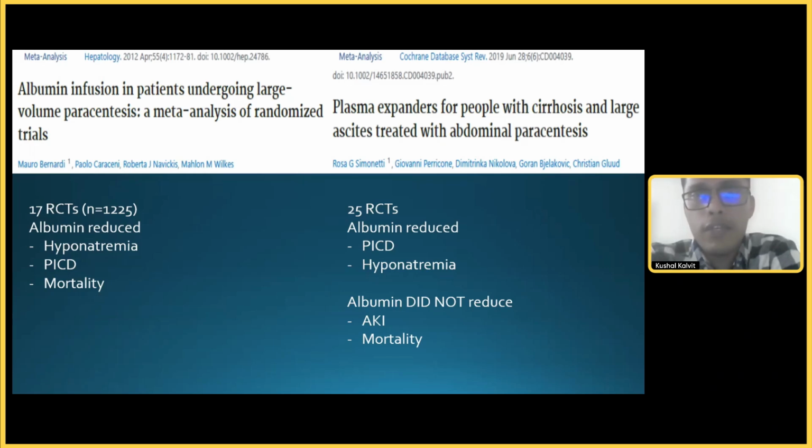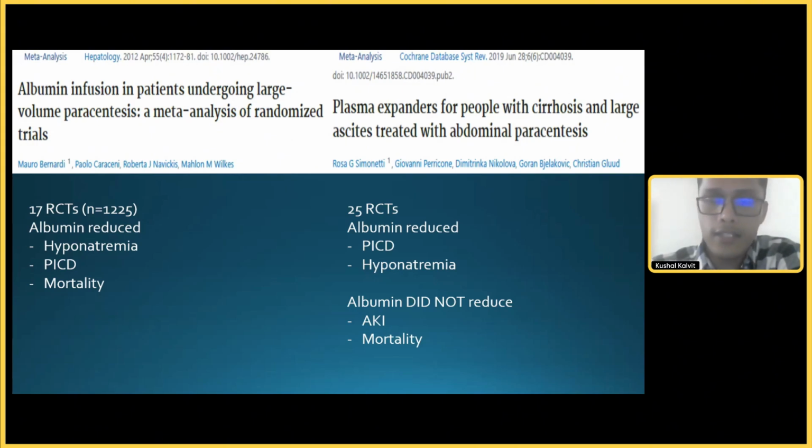In 2019, however, there was another meta-analysis done with some more randomized controlled trials, totaling 25. In this study, they found that albumin reduced PICD and hyponatremia, but it did not reduce AKI and mortality. However, there were many methodological issues in this meta-analysis of 2019, and we won't go into the details of those issues. The gist of these two slides is that even if albumin does not reduce hard outcomes like mortality or renal impairment, it does reduce clinically important outcomes like paracentesis-induced circulatory dysfunction and hyponatremia. So we should continue with albumin infusion during large volume paracentesis.